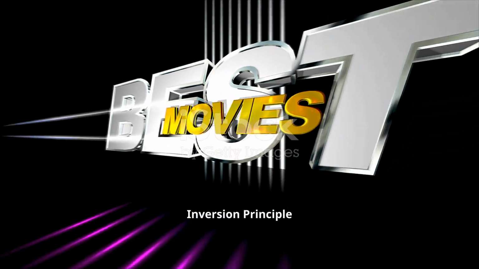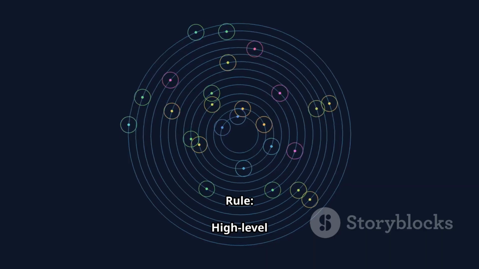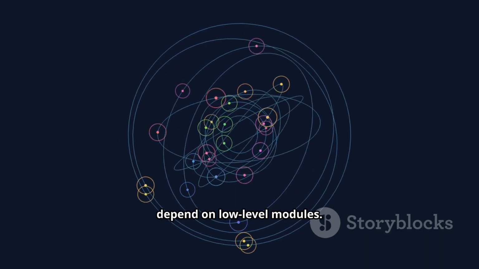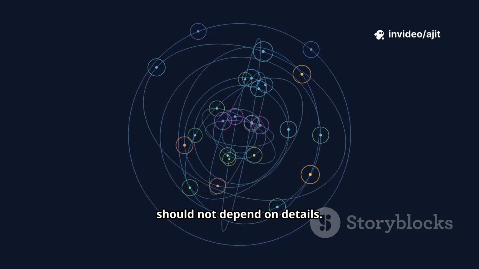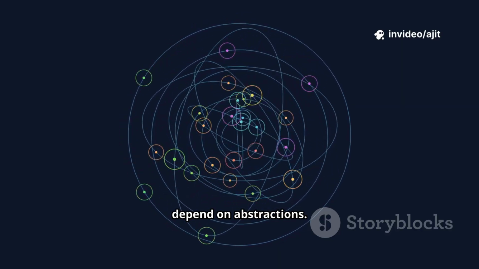D is for Dependency Inversion Principle, DIP. The rule: high-level modules should not depend on low-level modules. Both should depend on abstractions. Abstractions should not depend on details. Details should depend on abstractions.